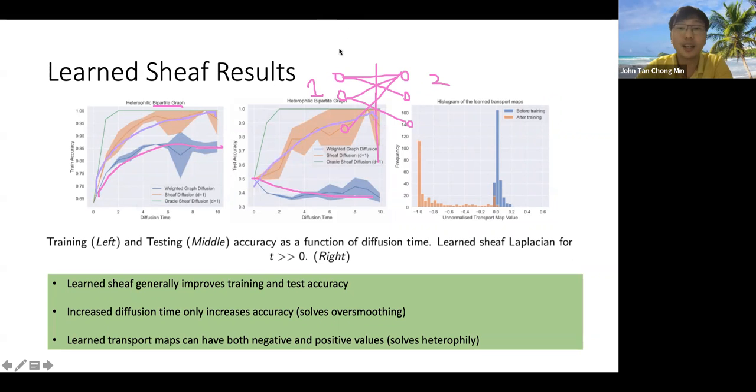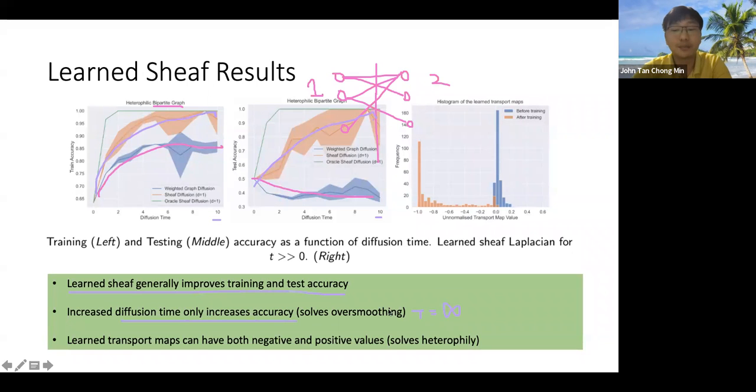Okay, so what you see is that the Sheaf generally improves training and tests, and diffusion time only increases the accuracy. So it kind of solves the oversmoothing problem, I hope, because they didn't show what happens for T diffusion greater than 10. I'm not too sure, because it really looks like just an extension of GCN. So I'm not sure whether, if you do T equals infinity, it will still work or not. I have a feeling that it might not work also.